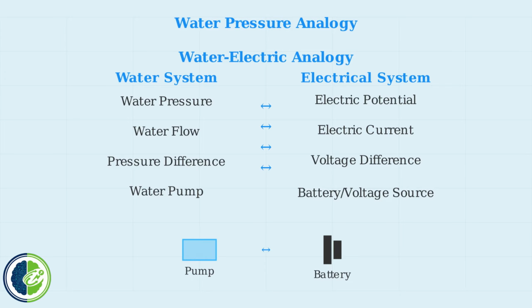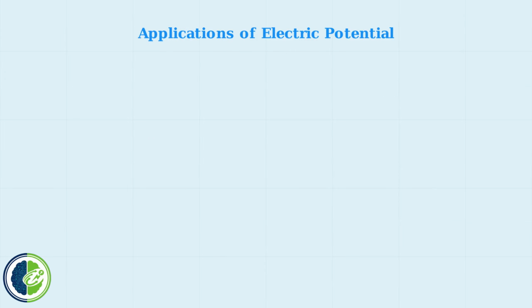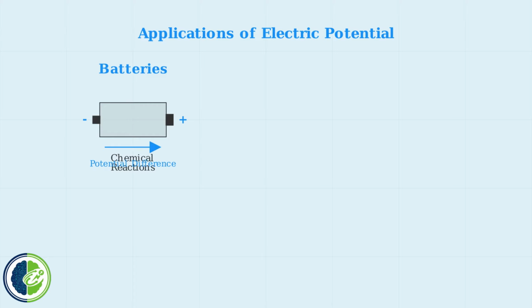charge in circuits. Electric potential has numerous practical applications that power our modern world. Understanding these applications helps us appreciate how fundamental physics concepts translate into everyday technology. Batteries are one of the most common applications of electric potential. Inside a battery, chemical reactions create a separation of charge, establishing a potential difference between the positive and negative terminals.